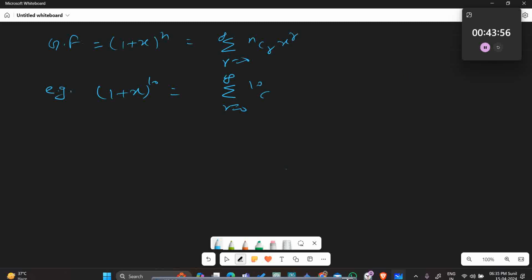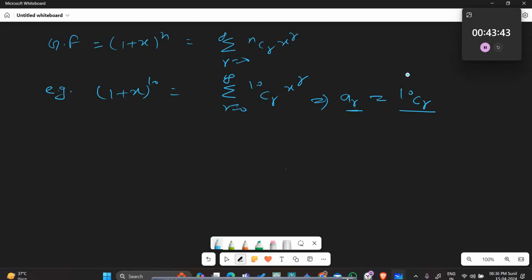So let's start. Let's say the generating function is (1 plus x) to the power 8, then it can be equivalent to sigma r equals 0 to infinity nCr x to the power r, like that, right? So for example, (1 plus x) to the power 10 is equal to sigma 10Cr x to the power r. So the numerical function for that is 10Cr.